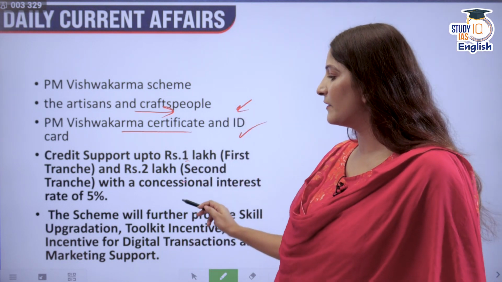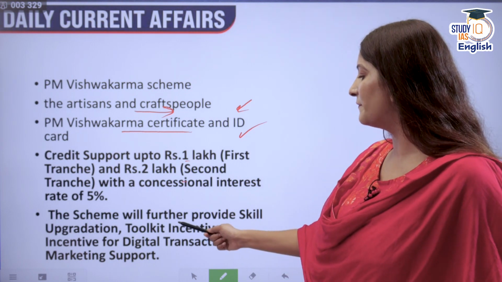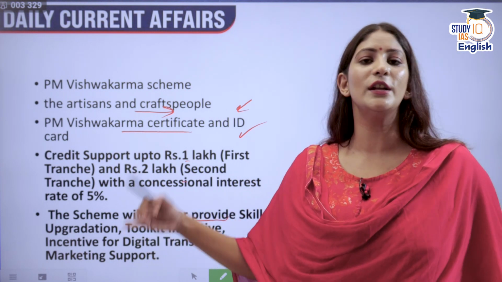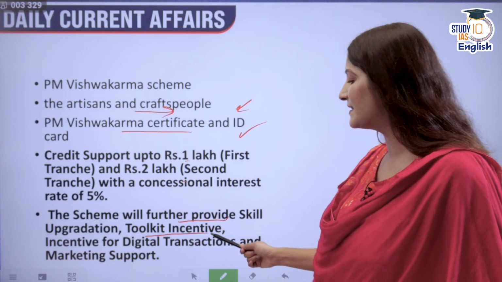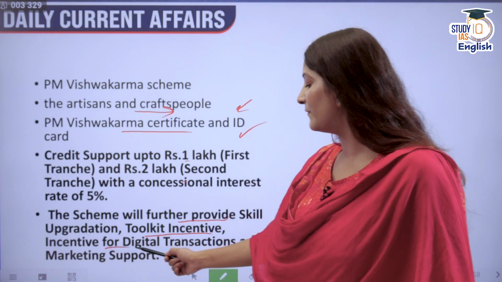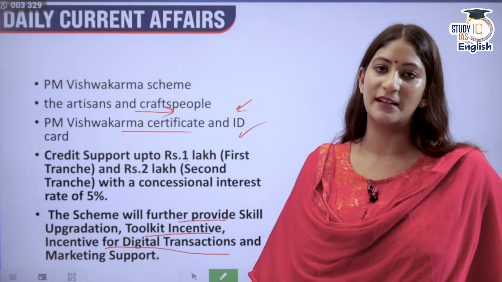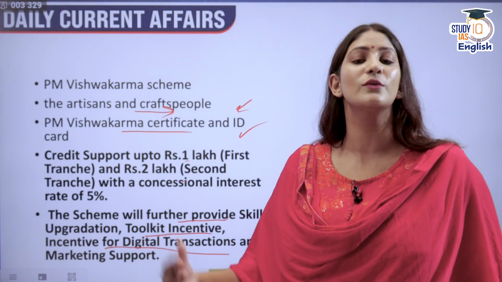Credit support will be given. The concessional rate of interest will be just 5%. The scheme will further provide skill upgradation, not only a loan, but skill upgradation will also be provided. Toolkit incentive will be provided, incentive to develop certain toolkits, incentive for digital transactions and marketing as well, so that it becomes easier for the consumers to reach them.